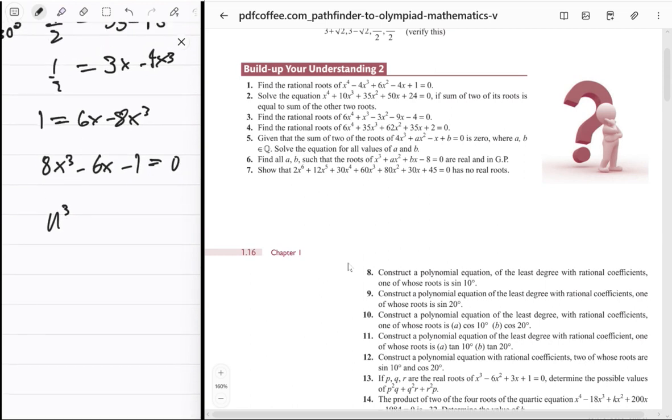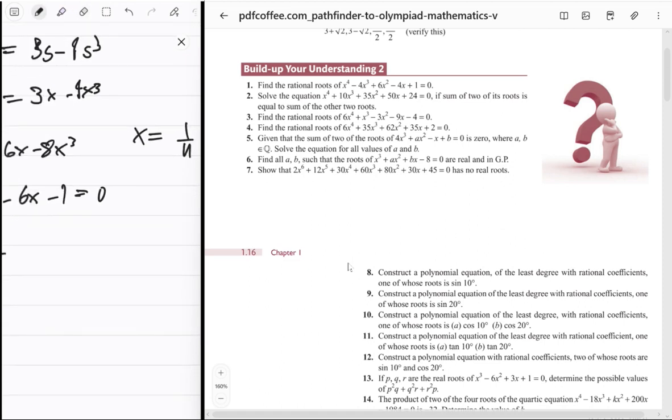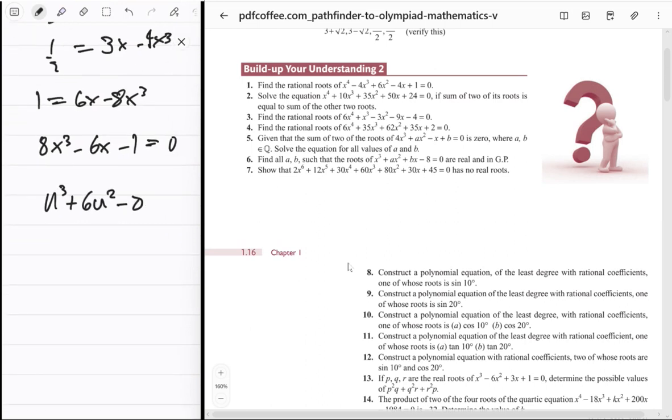So just gonna get u cubed, and actually no, you know what? No, not by negative 1 upon u, just replace by 1 upon u and then multiply the whole equation by negative. So u cube plus 6u squared minus 8 is equal to 0. Okay, now 8, right, does this have any rational roots?